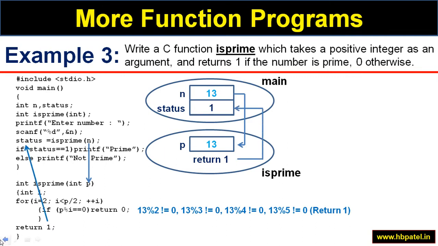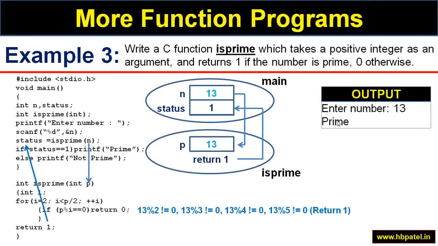So this 1 is written and copied into status, and then I'm checking if status equal to 1. Yes, because it is 1. So in that case it will print prime.